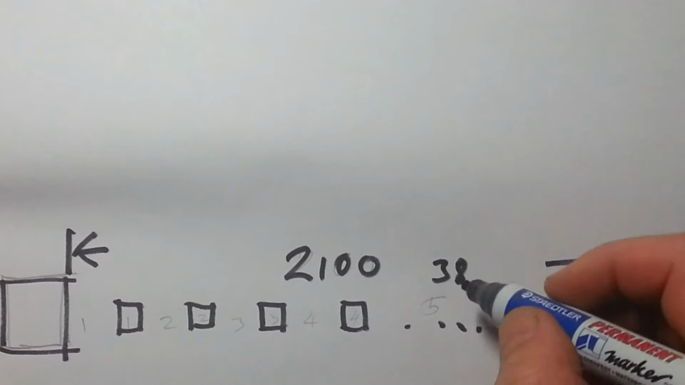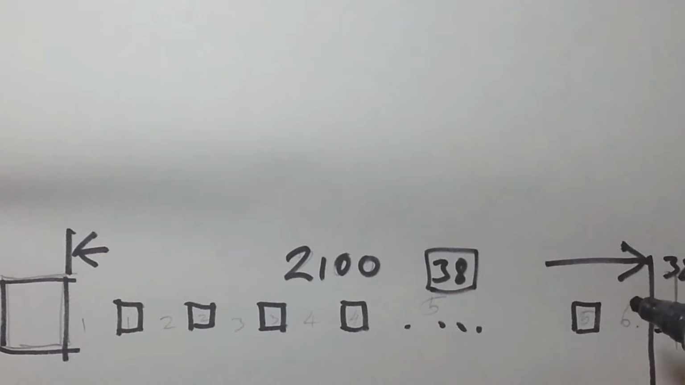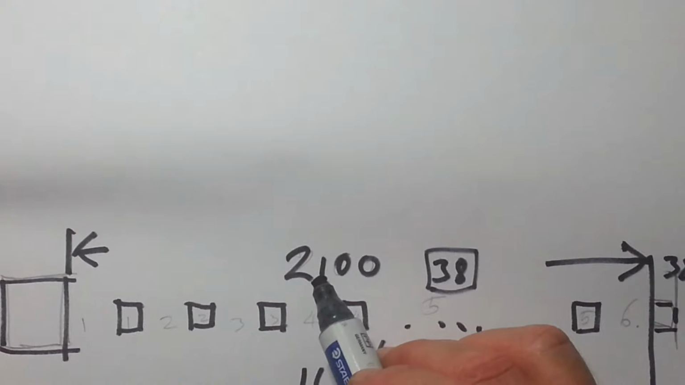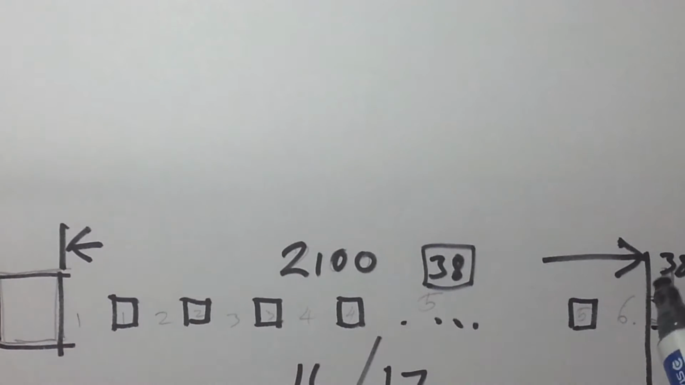Our total number is going to be 17 pieces. So we'll have 16 balusters and 17 spaces. So what we have to do is make our calculation include 17 balusters, 17 spaces. So the 2100 plus 38 is our beginning point.